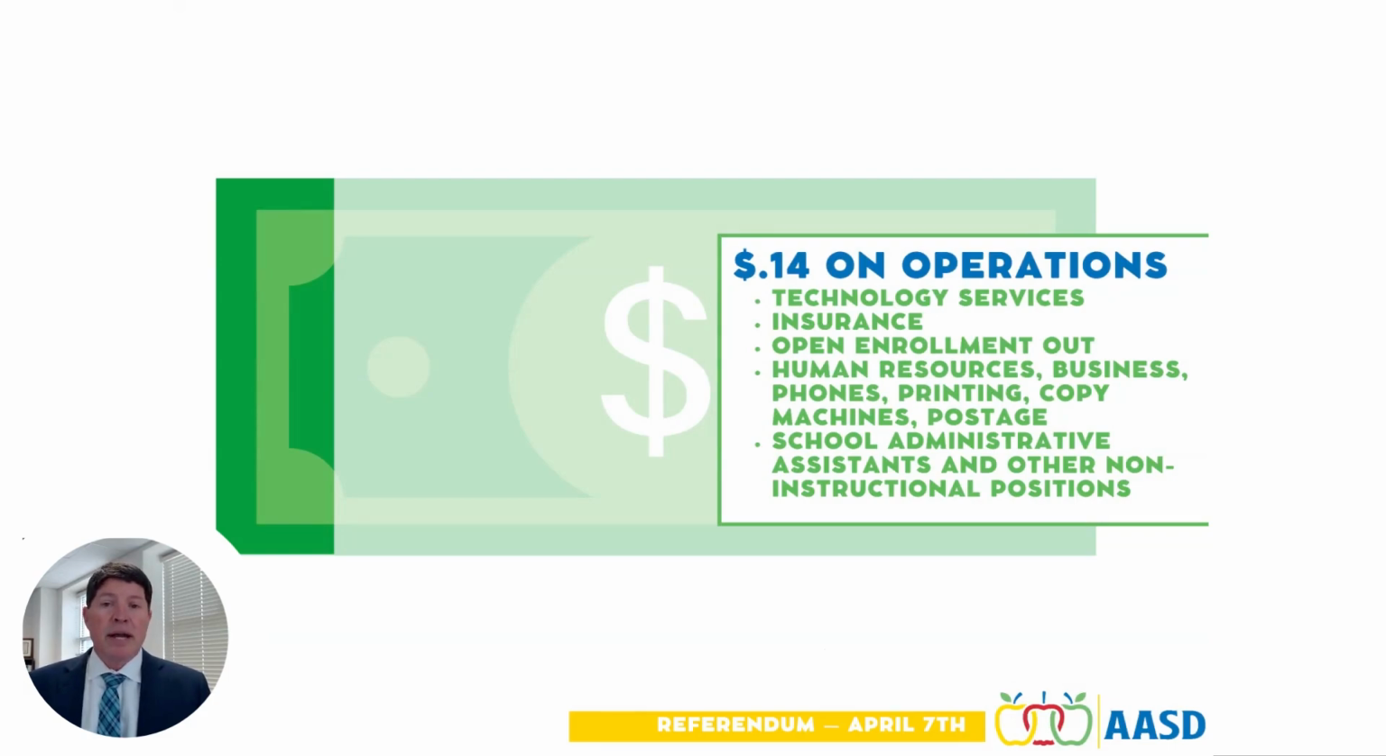Okay, the next largest spending item is going to be on operations. That's going to be our technology services, insurance. That insurance is property, casualty, workers' comp insurance. It's over $1 million. Open enrollment out of our district is seen as an expense. And then obviously we have a revenue stream that comes with open enrollment into our district. Then it's human resources, that department, our business department, phones, printing, copy machines, postage across our entire district, and then school administrative assistants and other non-instructional positions. These are going to be secretaries for the most part that are working in our schools.